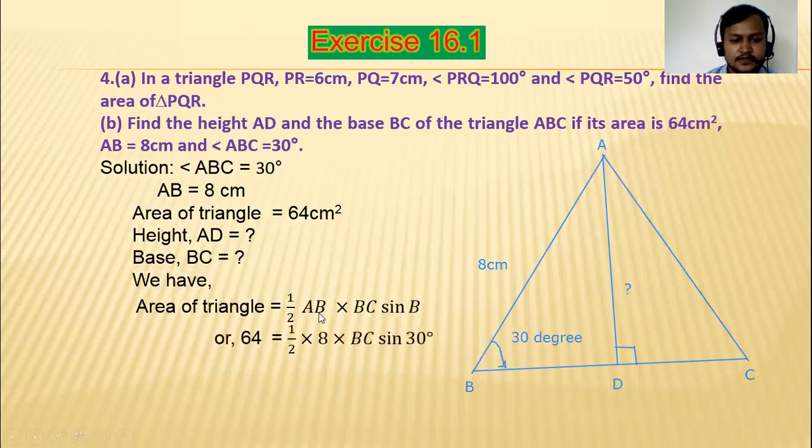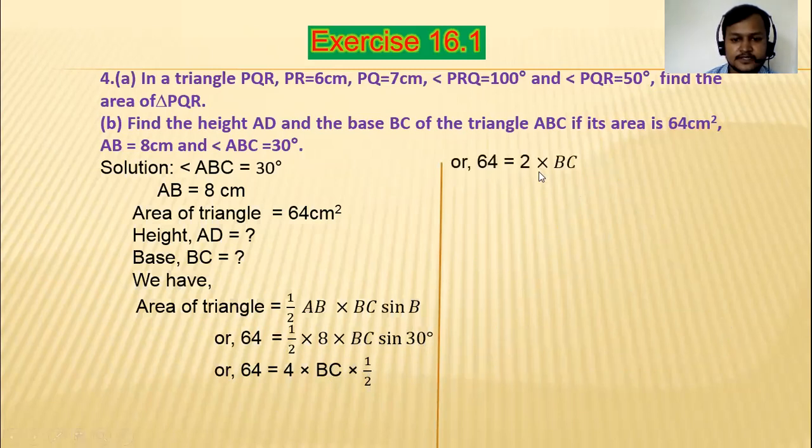64 is equal to 1/2 into 8 into BC into sine 30. So what is the value of sine 30? 1/2. So if we cancel 8/2, it will be 4. 64 is equal to 4 into BC into 1/2. Again, if we cancel this 4, it will be 2. 64 is equal to 2 into BC, and BC is equal to 64/2, which is 32 centimeter.